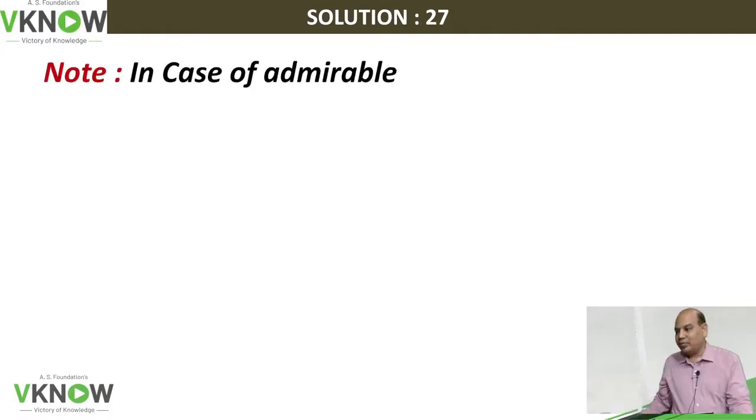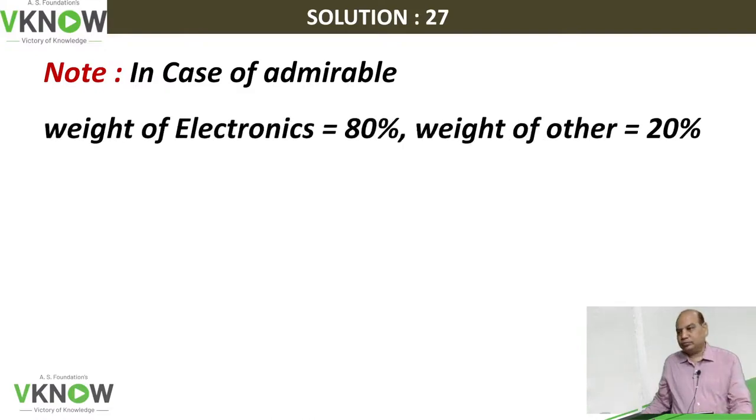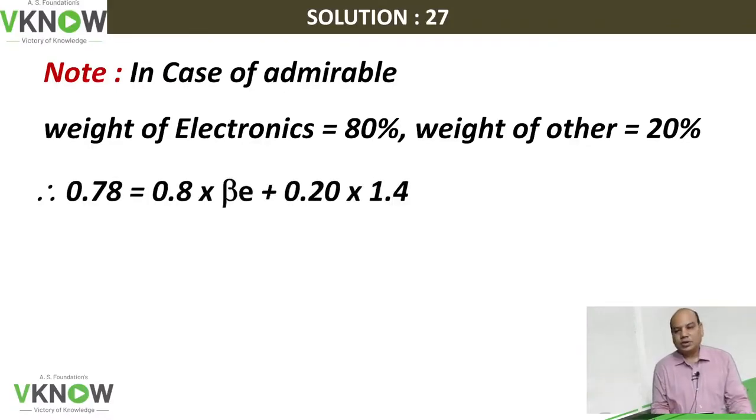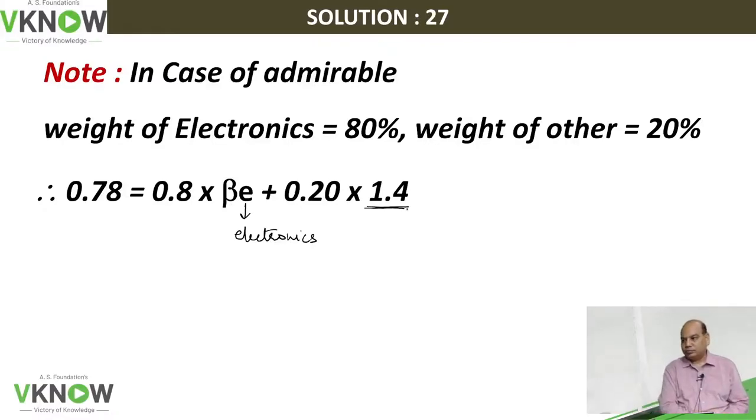Write down now. Note: in case of Admirable, weight of electronics business is equal to 80%. Weight of other business is 20%. Therefore, 0.78 is equal to 0.8 into beta of electronics business, and 0.20 into overall beta of other business 1.4. Please solve the equation.